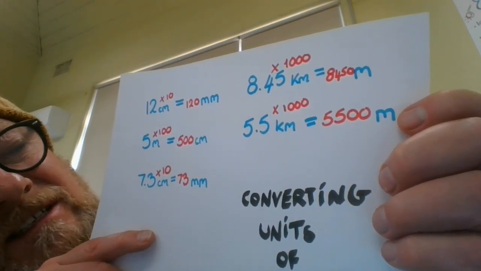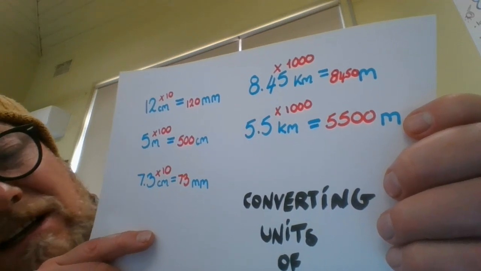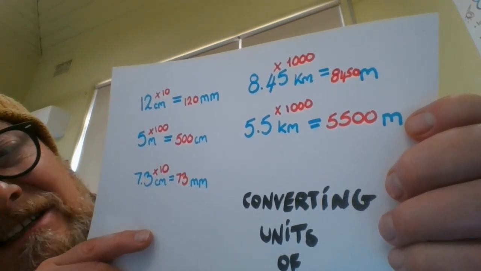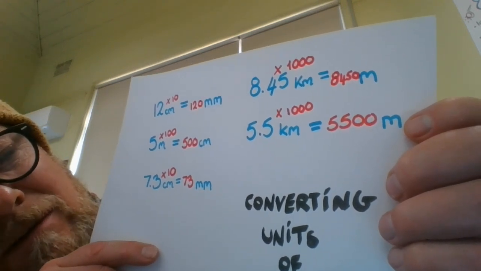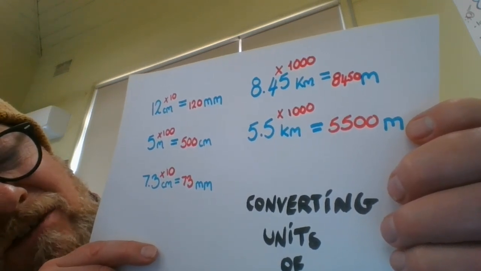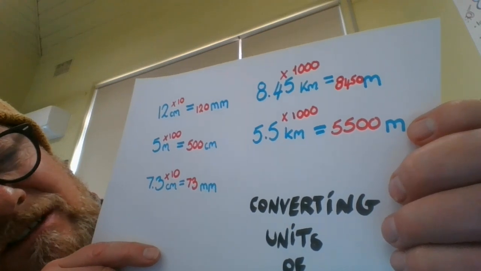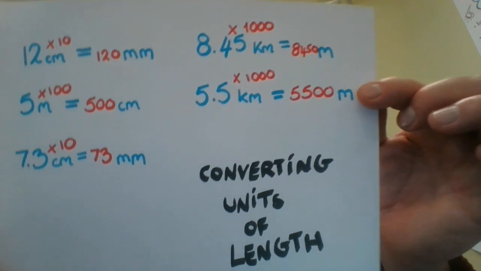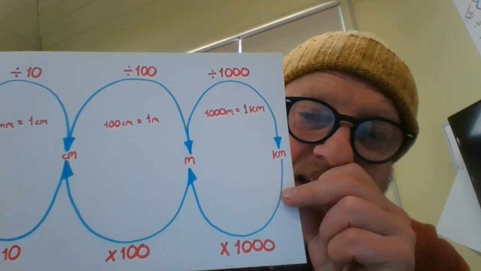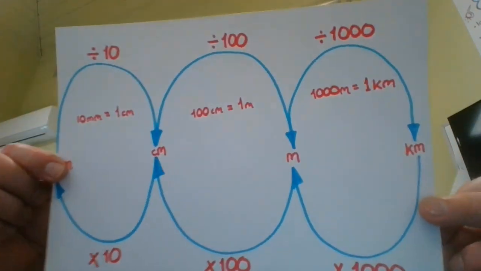And then with kilometres, 8.45 kilometres. With kilometres, we times by 1,000. Kilo, the prefix meaning 1,000. And we come up with 8,450 metres. And 5.5 kilometres, we times by 1,000, 5,500 metres. So there we go. That's how we convert it. We use our base 10 system and we times by 10, 100 and 1,000. We're not going to be doing any dividing today.